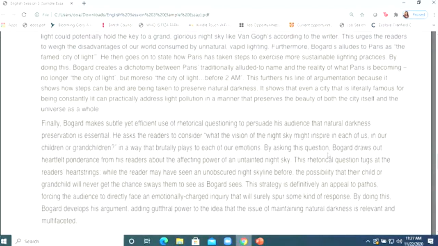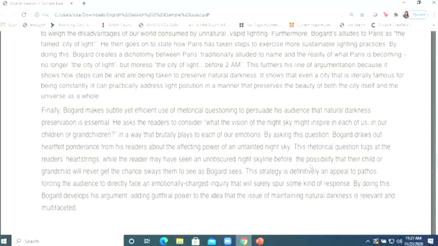By asking this question, Bogarde draws out heartfelt ponderance from his readers about the affecting power of an untainted night sky. This rhetorical question tugs at the reader's heartstrings. While the reader may have seen an unobscured night skyline before, the possibility that their child or grandchild will never get the chance sways them to see as Bogarde sees. So here Bogarde has made the reader emotional that future generations might never see a night sky full of stars.